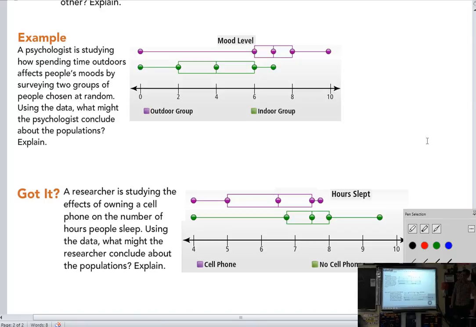Ellie, what sort of things could you say about this? I could say, based off the data that I see, that the indoor group doesn't really, I'm assuming that 10 is happier. Yeah, so like a 0 to 10 scale, right? How happy are you?